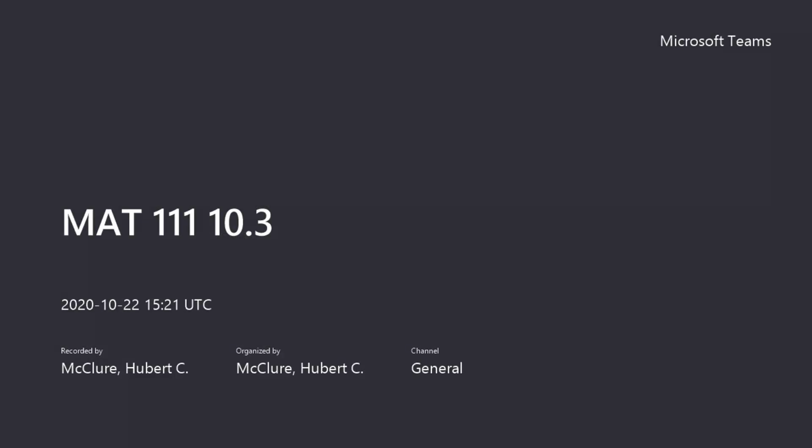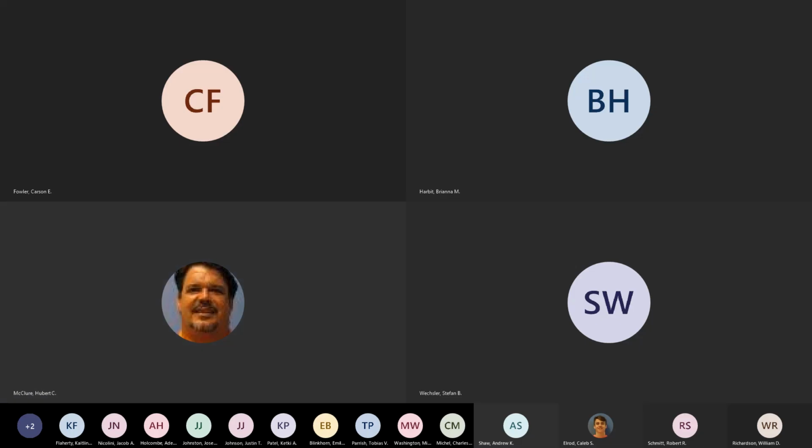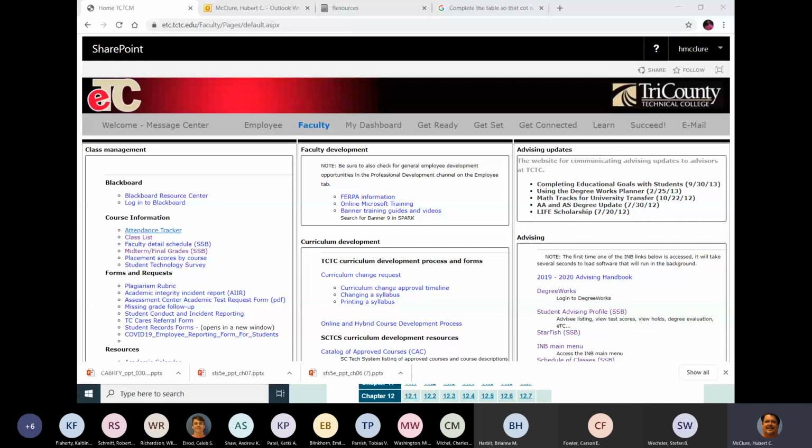Under their belt after today. And I want to get through at least 10.3 before we move on to law of sines and cosines. So today we're going to go over what we call the double angle identities. Some people call them the double angle identities.